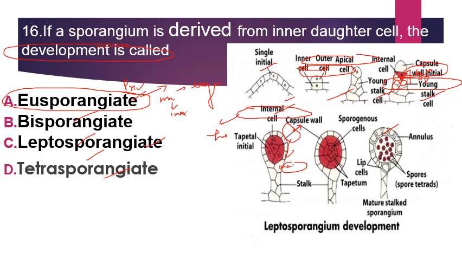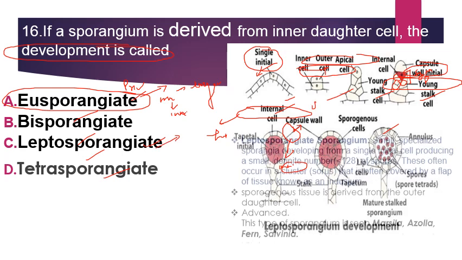Next is leptosporangium development. Here, the sporangium is derived from a single initial cell. Single initial cell से ये पूरा sporangium बनता है. It is smaller in size और इसमें जो spores produce होते हैं, they are produced in lesser number. Fixed number में इसमें spores produce होते हैं. And this sporangium is developed from the outer daughter cell. तो ये outer daughter cell से बनता है.